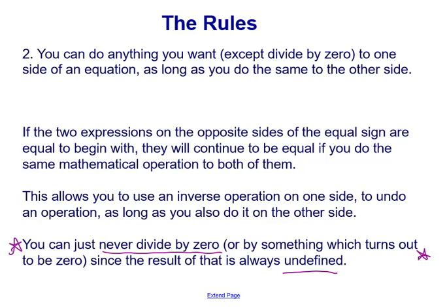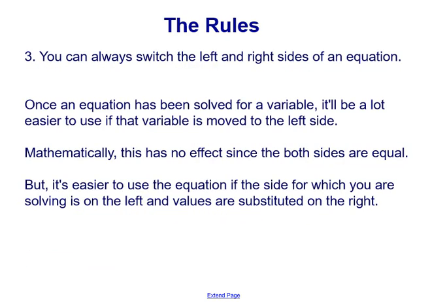The third rule is that you can always switch the left and right sides of an equation. Once an equation has been solved for a variable, it'll be a lot easier to use if that variable is moved to the left side. Mathematically, this has no effect since both the sides are equal, but it's easier to use the equation if the side for which you are solving is on the left and values are substituted on the right.